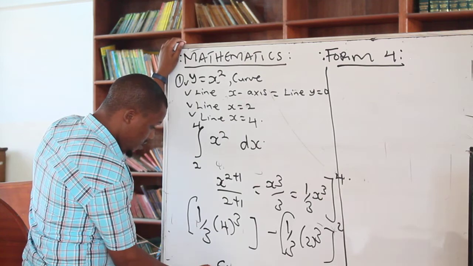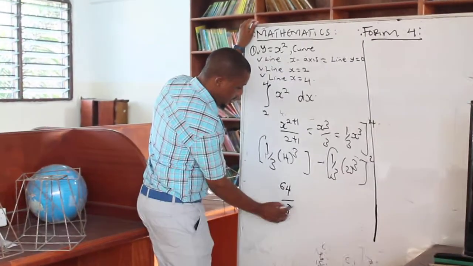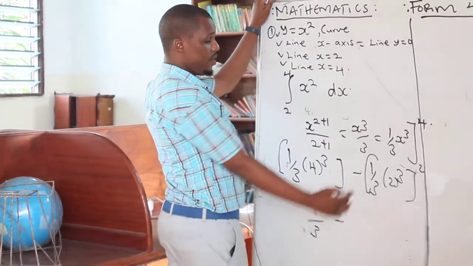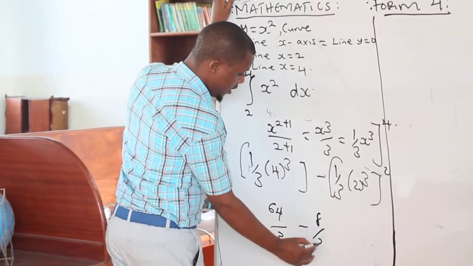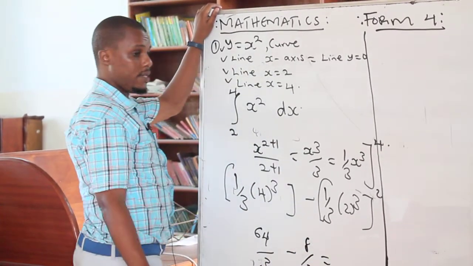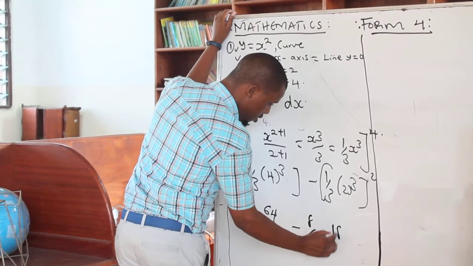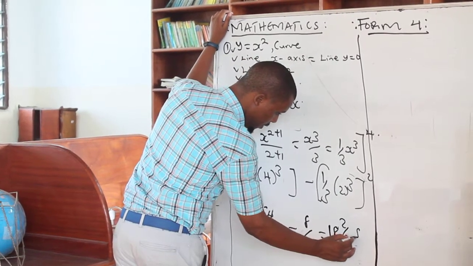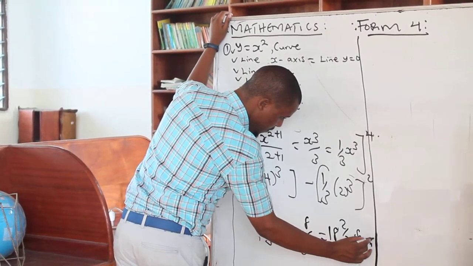And this one is going to give us what? This one will give us 64/3, then minus the other, which is going to be 8/3. At the end of the day, you get your answer as 18 2/3 square units.